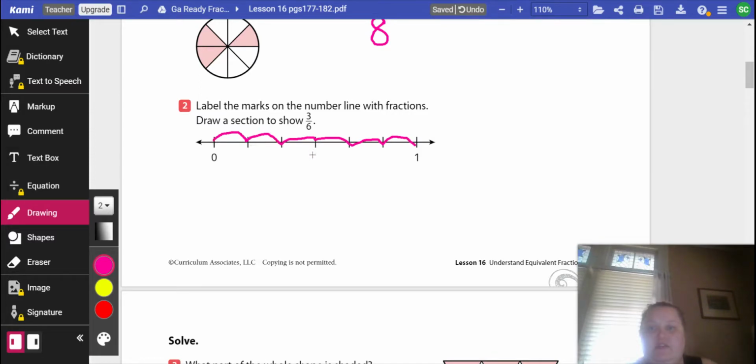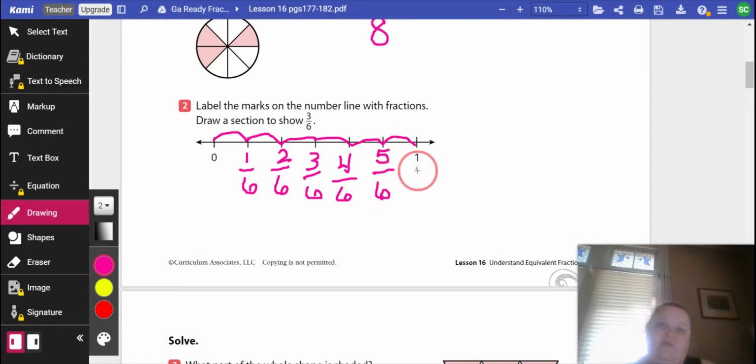So label the marks on the number line with fractions. Okay, so it wants us to show every fraction. So this would be 1/6. Next would be 2/6, then 3/6, 4/6. Hope your handwriting is better than mine. 5/6. And 1 whole would be where we have our 6/6.